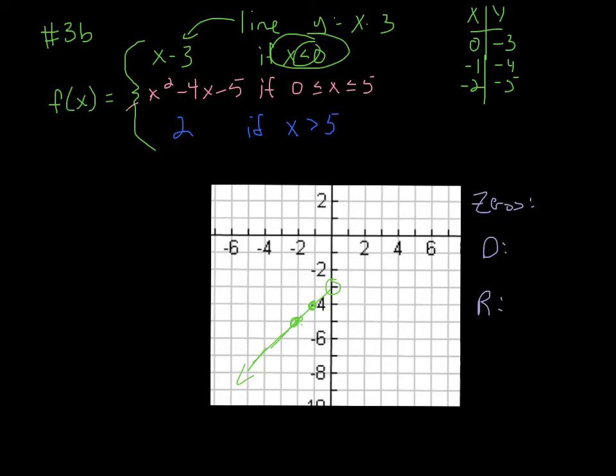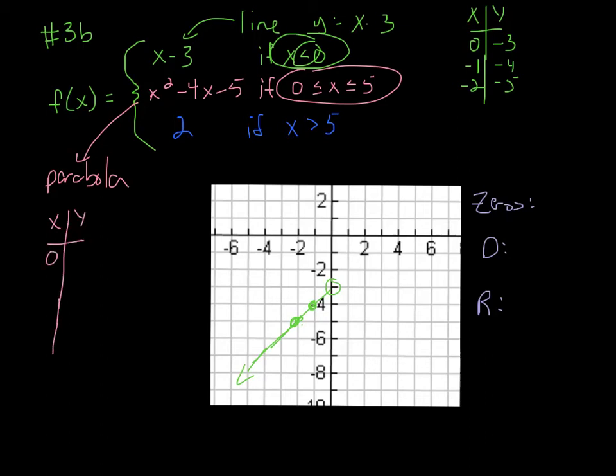Alright, this guy, he's a parabola. And he's from 0 to 5. So let's make another little table and only go from 0 to 5. Plug them into the pink parabola. Now, I've done this math for you already, so I'm not going to make you guys do it. It's negative 5, negative 8, negative 9, negative 8, negative 5, and 0.